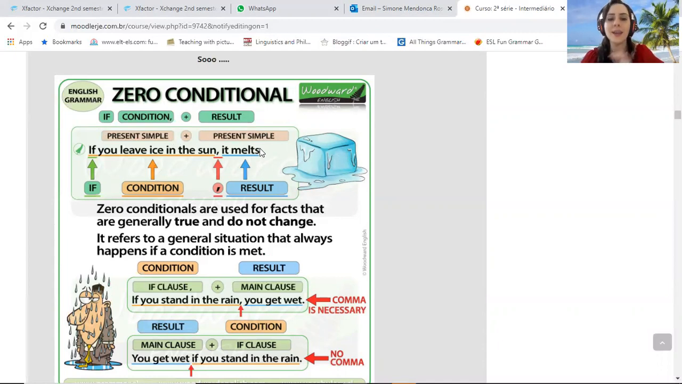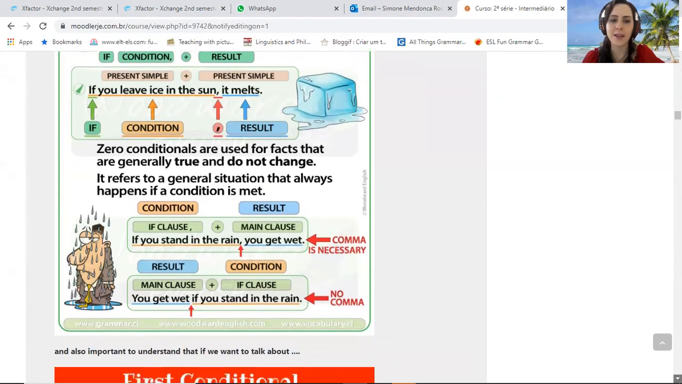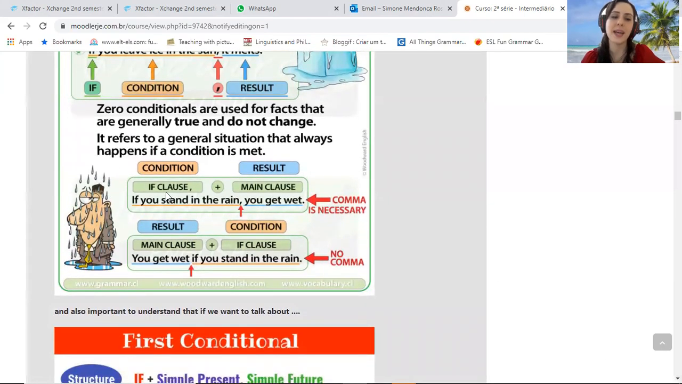Then there is a very specific detail: if you first put the if clause, if you use the condition first, you said, if you stand in the rain, this is the condition, the if clause. You have to use a comma. Comma is necessary. Comma is a punctuation mark. Guys, comma é a vírgula. Então, assim, é que a gente fique bem claro nesse momento.